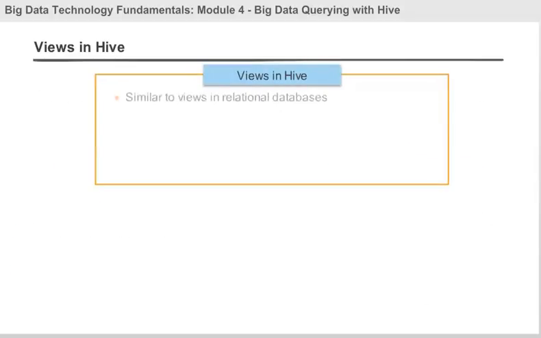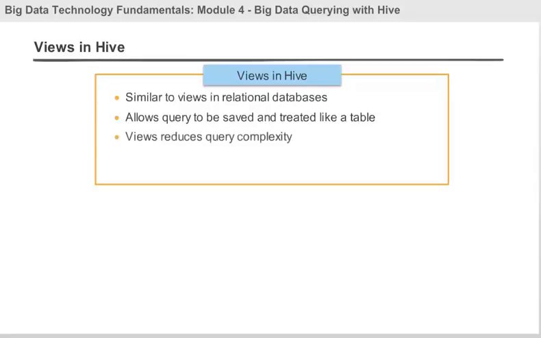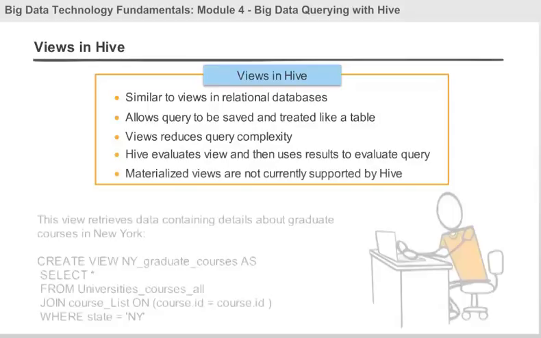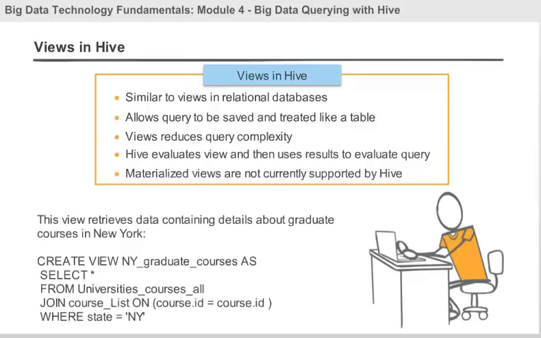Views in Hive are similar to views in traditional relational databases. They allow a query to be saved and treated like a table. Views are a logical construct and do not store data like a table. Views reduce query complexity. Hive evaluates the view and then uses the results to evaluate the query. This view retrieves data containing details about graduate courses in the state of New York.